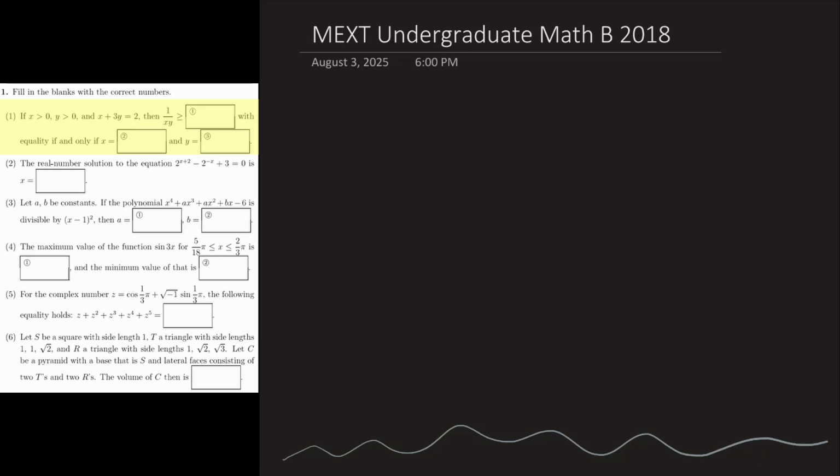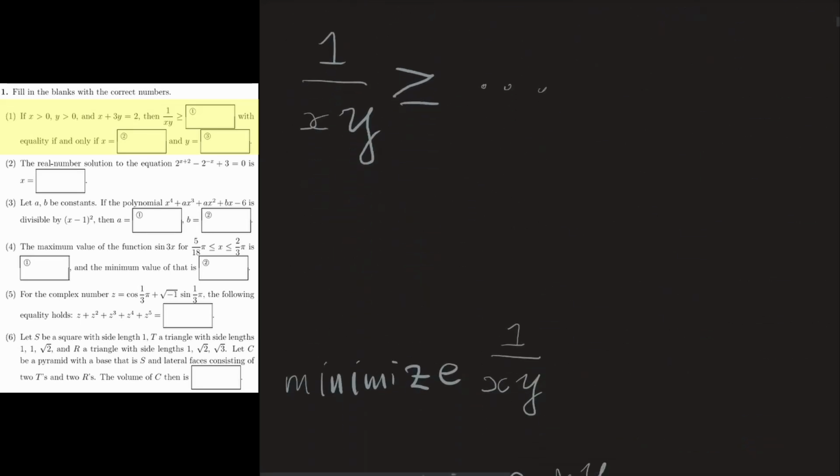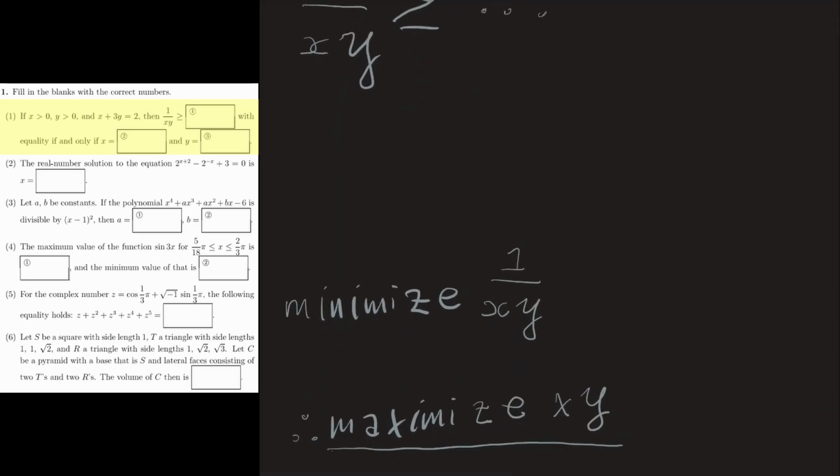Also, you might realize that if you're trying to minimize 1 over x times y, then that is the same thing as maximizing x times y, since if you maximize the denominator, you are minimizing the entire term. Like how, for example, 1 over 100 is smaller than 1 over 10. So to answer this question, we need to maximize x times y.